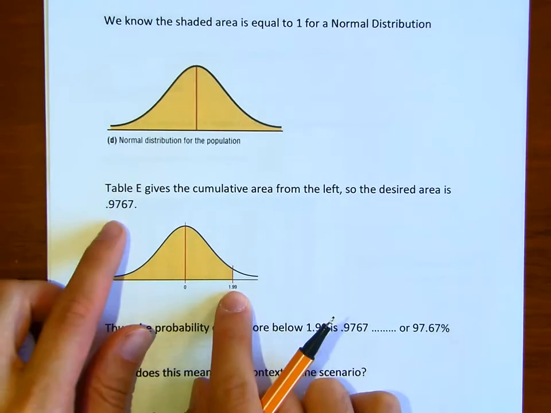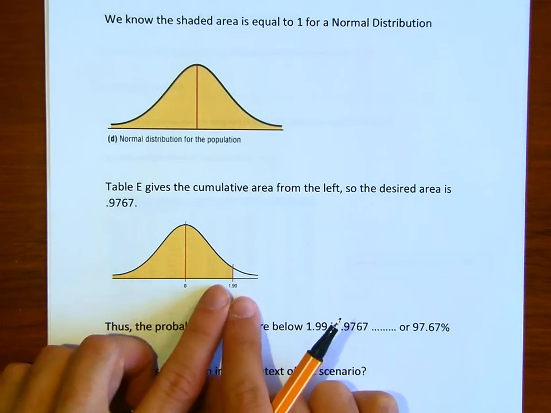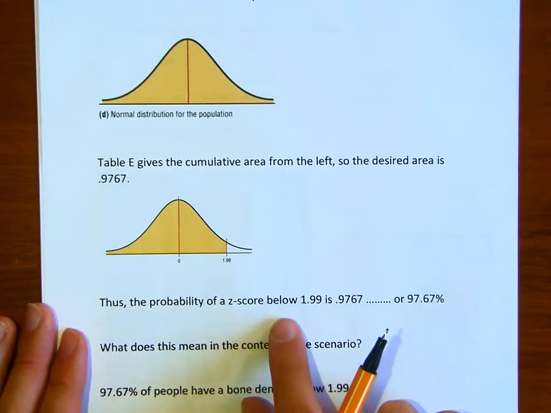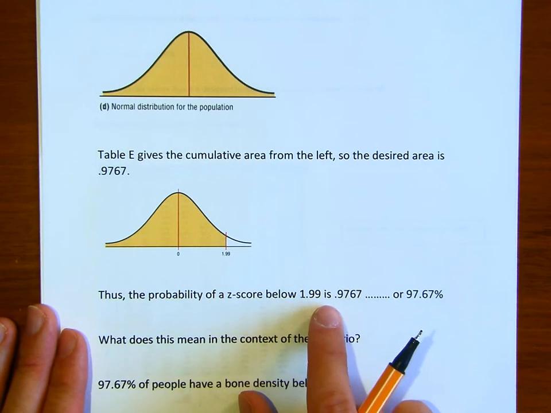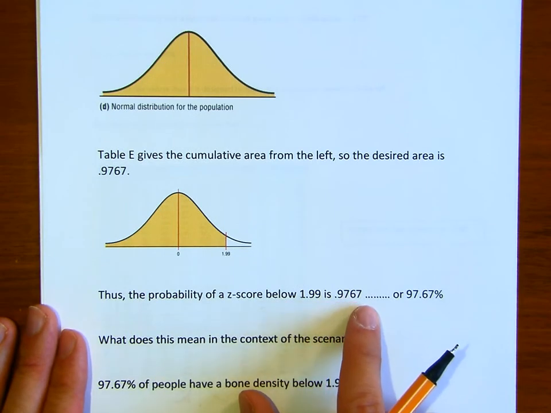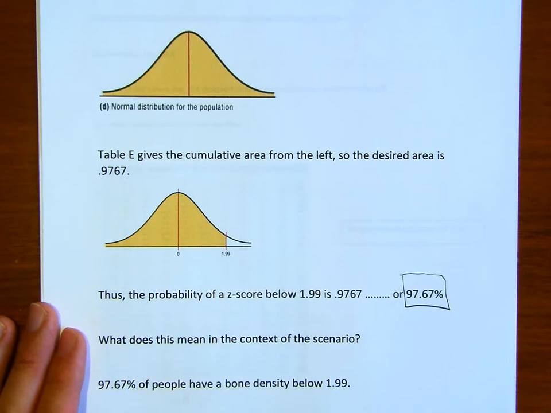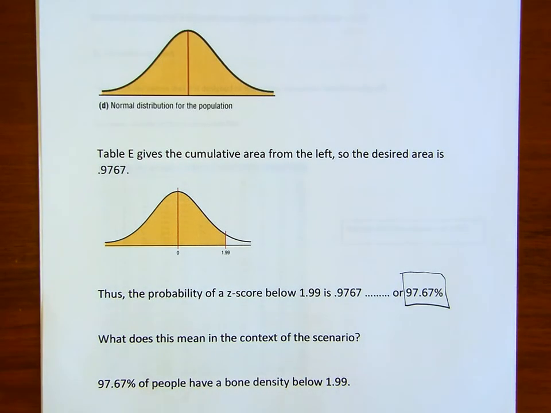This 0.9767 represents the area to the left of 1.99. So thus the probability of a z-score below 1.99 is 0.9767, or 97.67%. So what does this mean in the context of the question we were actually looking for, right?